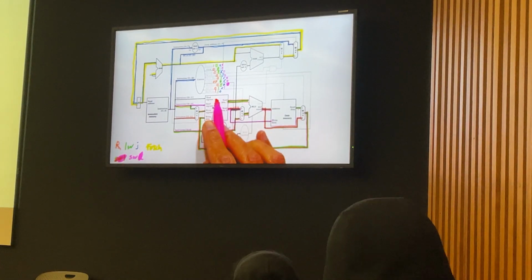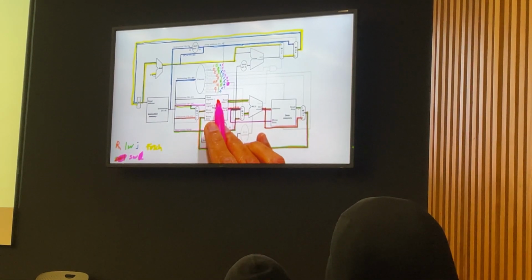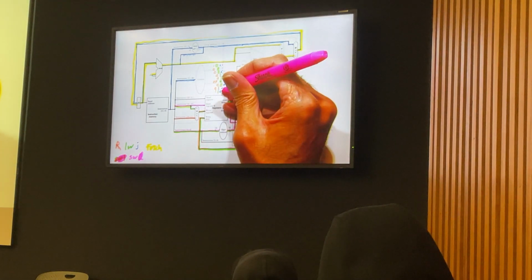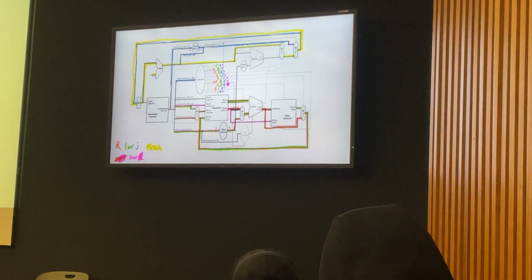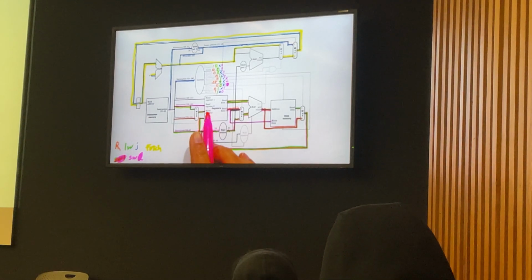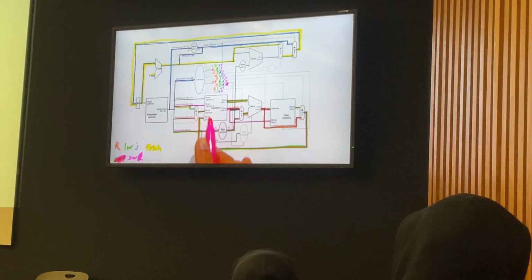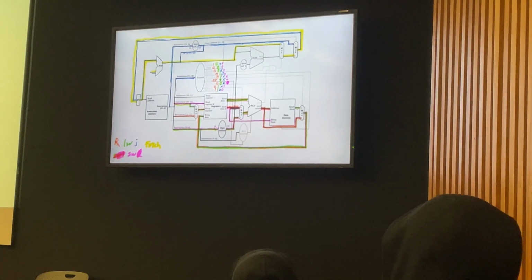RegWrite, are we writing to a register for the store word? Some said yes, some said no, but you're looking at it. No, we do not want to write to the register file. You don't want to use it to take it back? Yeah, exactly, because it goes all the way.